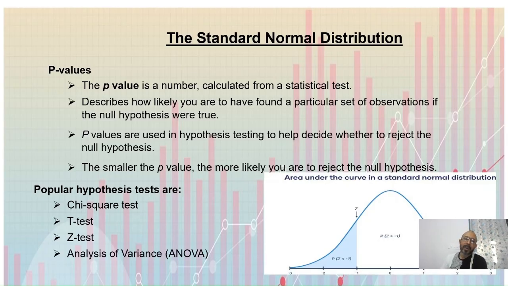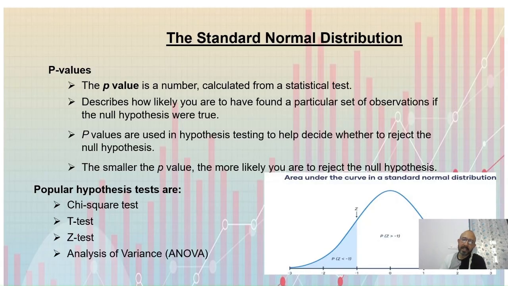What is p-value? The p-value is a number calculated from a statistical test. It describes how likely you are to have found a particular set of observations if the null hypothesis were true. P-values are used in hypothesis testing to help decide whether to reject the null hypothesis. The smaller the p-value, the more likely you are to reject the null hypothesis.